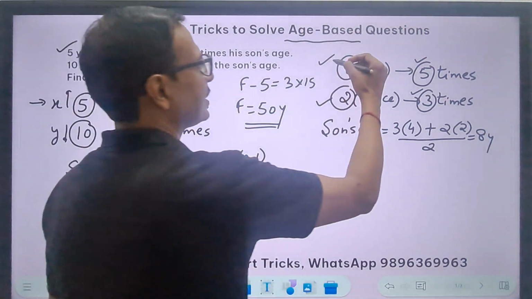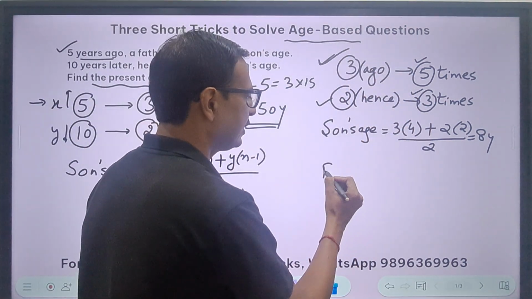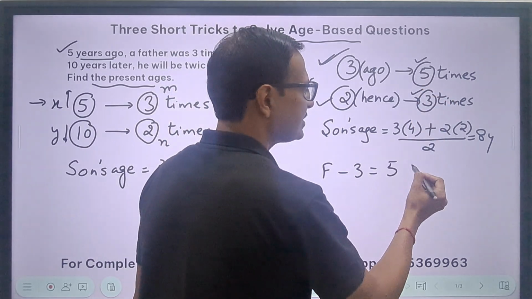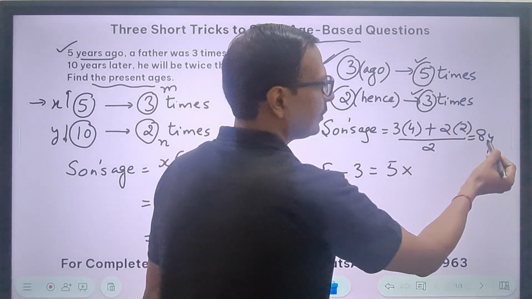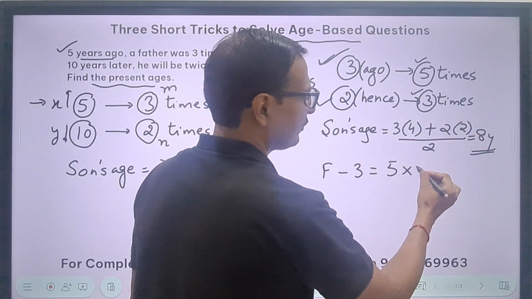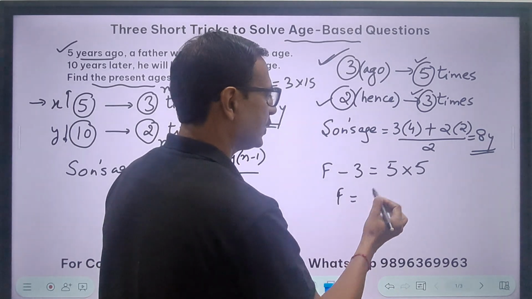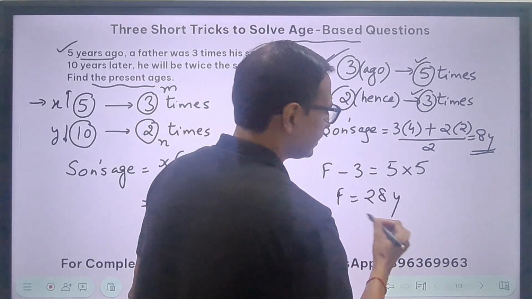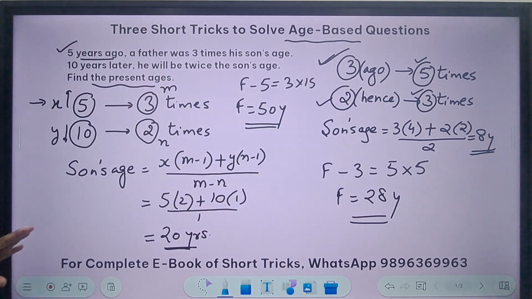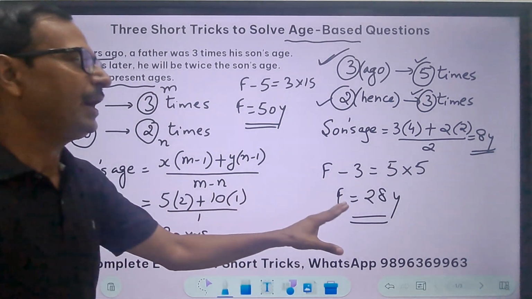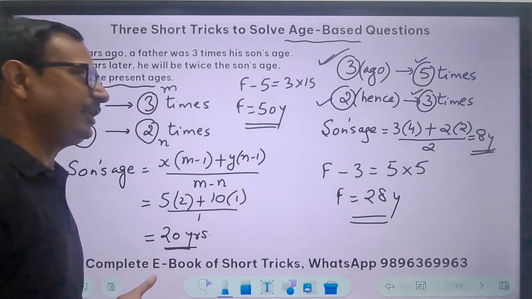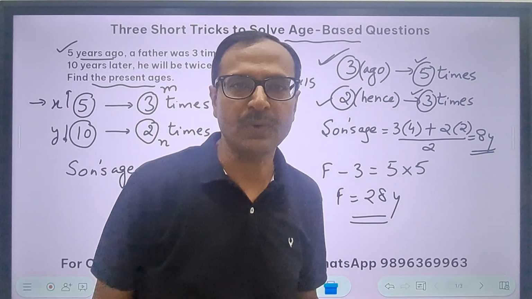Now we can use the first condition and get father's age. So father minus 3 years is 5 times the son's age. So 3 years ago, now if the present age is 8 years, 3 years ago he was 5 years. So 5, and so father is 25 plus 3, 28 years. Now these are the direct solutions. So you can see in the second question we have taken very less time, and in the first question, because I was explaining everything to you, we took like 1.5 minutes to understand the concept.